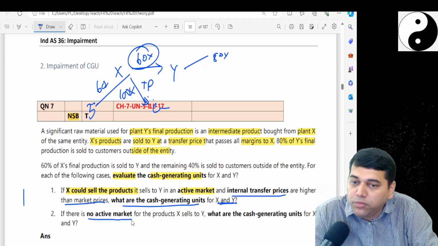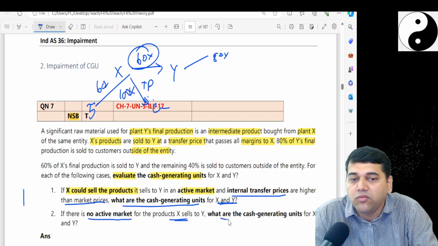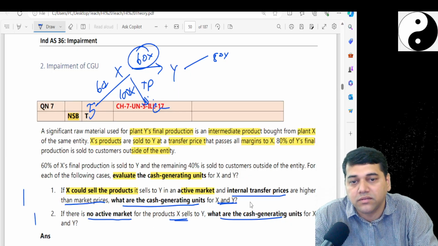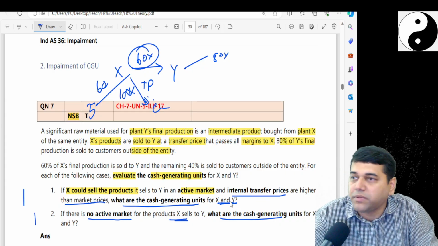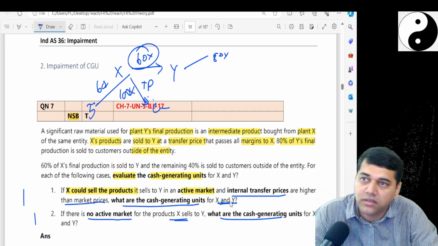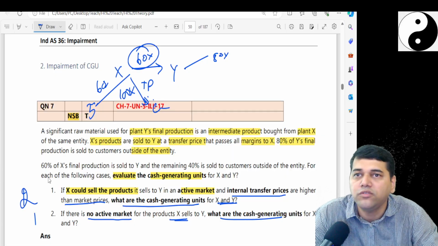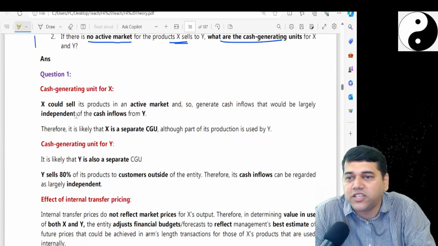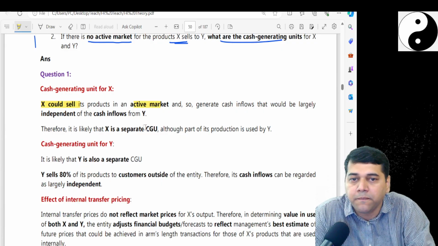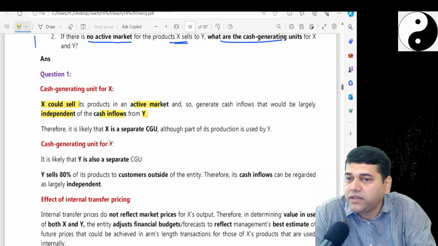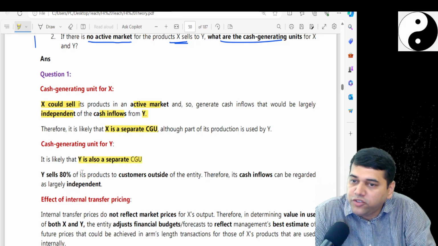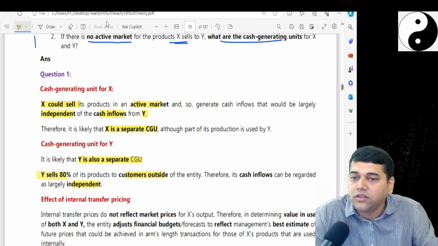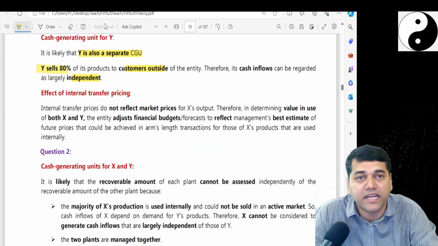If there is no active market for the product of X, what is my CGU? This is 1. But if you can sell to third parties, forget the internal transfer prices, can you sell to the third party? Is it independent? Yes. So, okay, you can have 2 CGUs. This is the thing, very simple. So for question number 1, X could sell to an active market, which is independent of the cash inflow from Y. So X is a CGU. Y is also a CGU because it sells 80% to customers outside. Again it is independent.